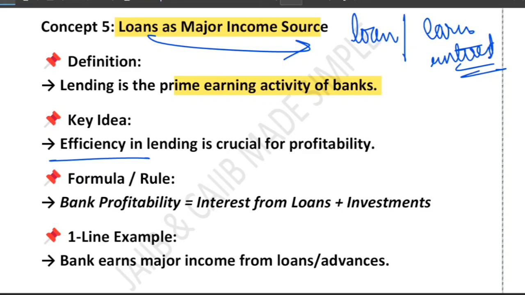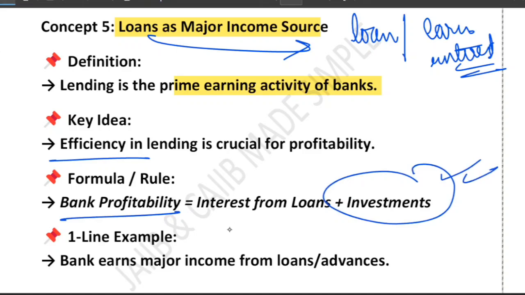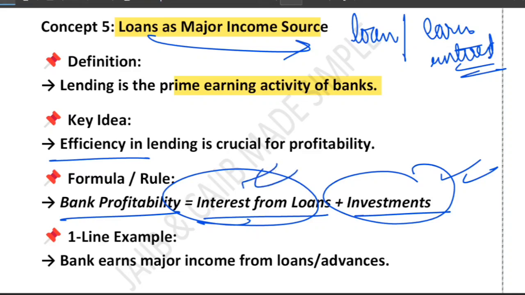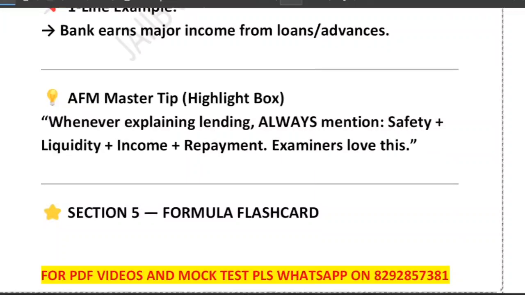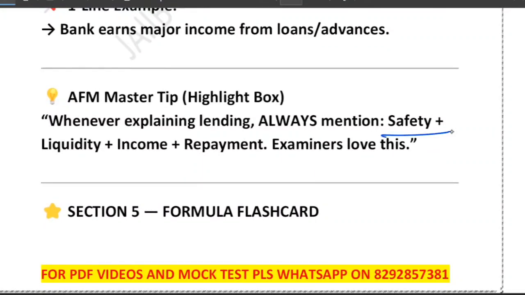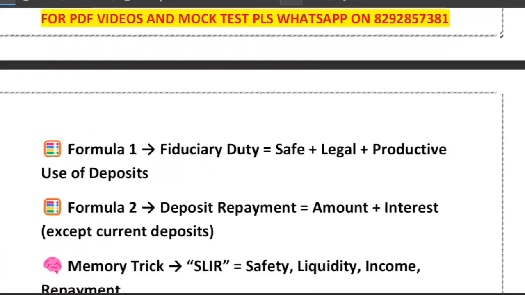What we have learned: bank profitability depends on two things. The bank invests, and the bank also earns interest from loans. So profitability depends on how much interest they are earning and how much investment they have done. But if you compare these two, obviously loans are the major income source. So whenever explaining lending, always mention safety, liquidity, income and repayment. Right? Please remember it.